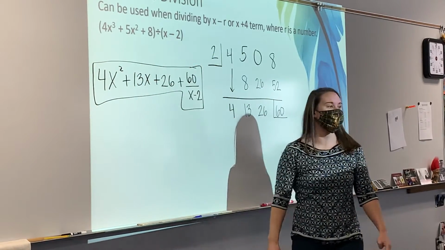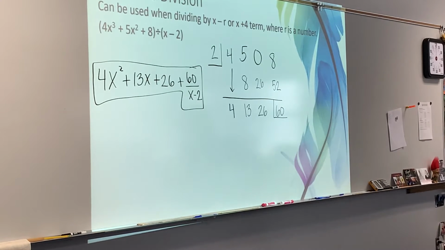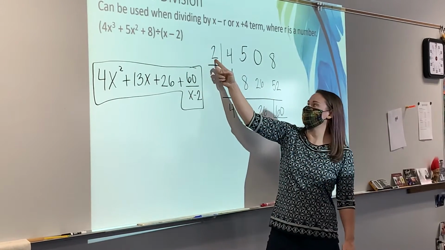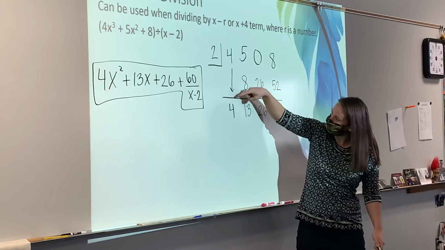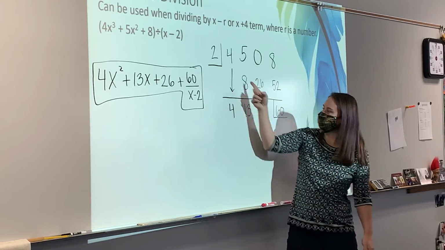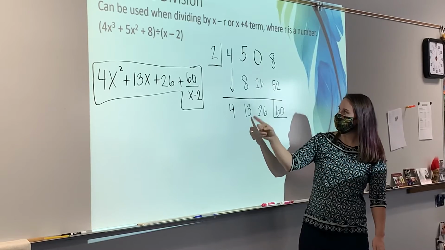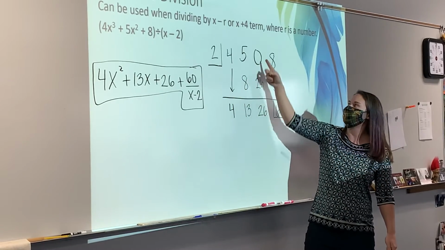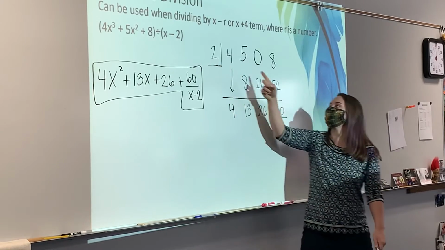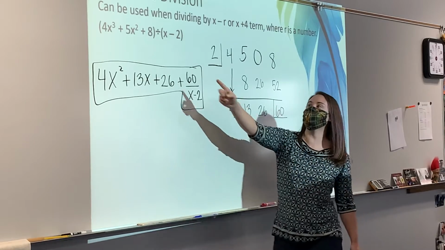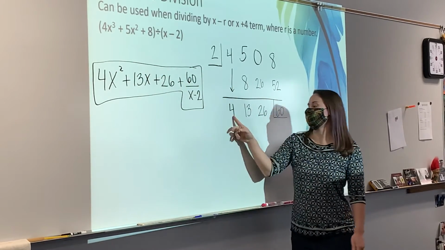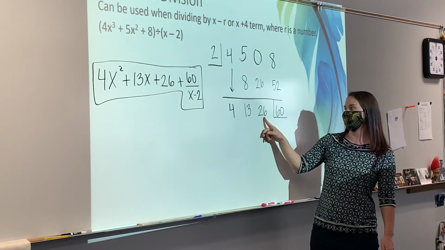Could you have done that the long way? Yes. Can you? Sure. So with synthetic division, take the minus 2, switch it to 2. Write 4, 5, 0, and 8. Drop down your first number. 4 times 2 is 8. Add these. 13 times 2 is 26. Add these. 26 times 2 is 52. Add these. Then your final answer is 1 degree less than this. So a 4x squared plus a 13x plus 26, and then that's your remainder.